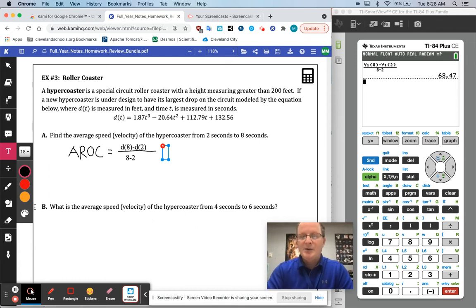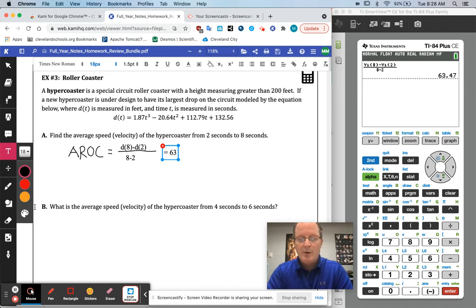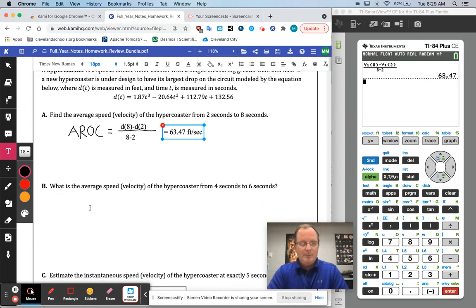So this is equal to 63.47, and we have to make sure that if they give you units, you answer in units. This is a fraction with our numerator dealing with feet and our denominator dealing with seconds. So it is 63.47 feet per second.